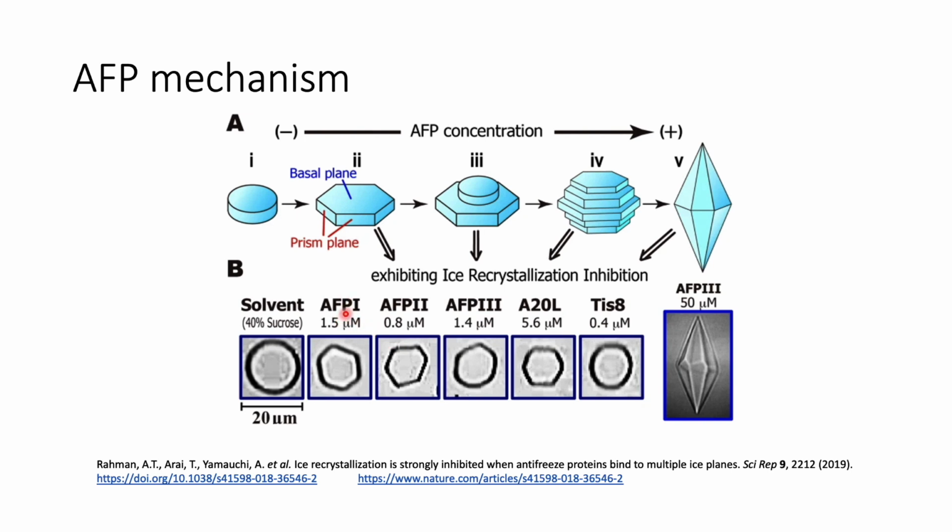So when we look at AFP1, and this is AFP2, AFP3 and A20L and TAS8, and AFP3 is also another type given here. So how they bind to either the basal plane or the prism plane, and how they reduce growth. When the AFP concentrations are increasing, they actually stop the crystal growth. So here a solvent with 40% sucrose is present, and when 1.5 micromolar AFP1 is given, it tries to inhibit the ice crystal growth formation.